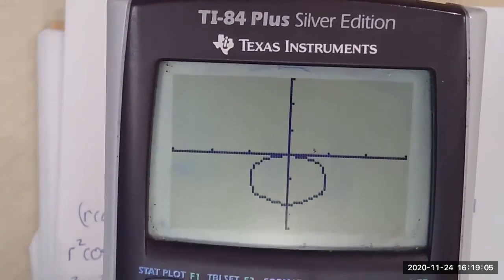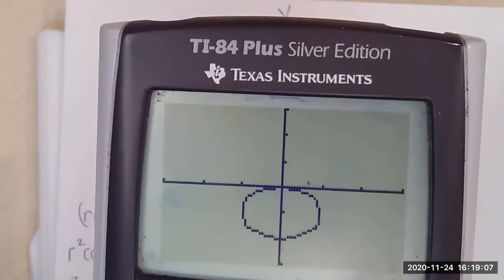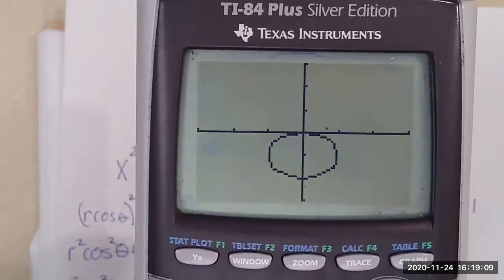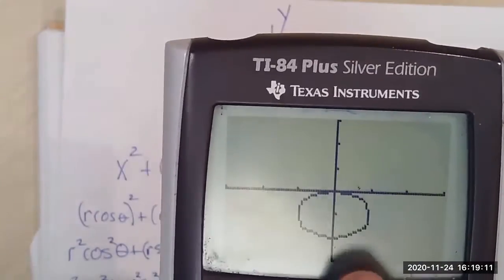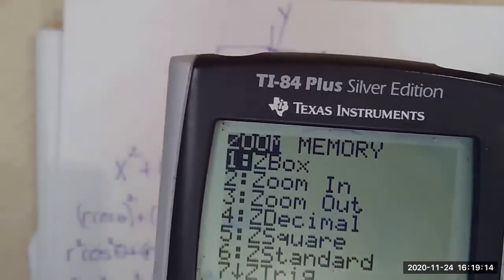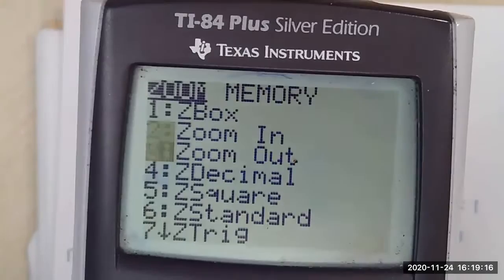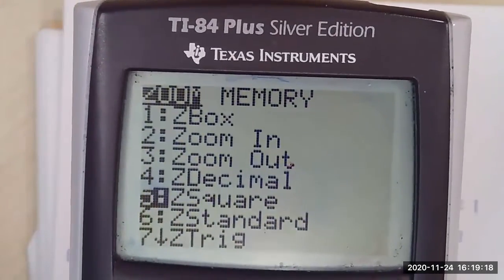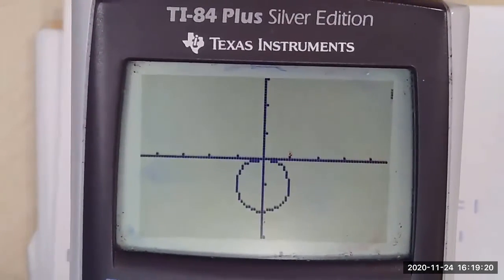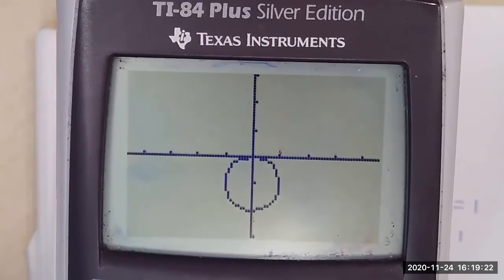So what you could do is what's called squaring it up. Zoom square, which is number 5. It'll redo it, but it'll make it a little better. It's a little better. A little better.